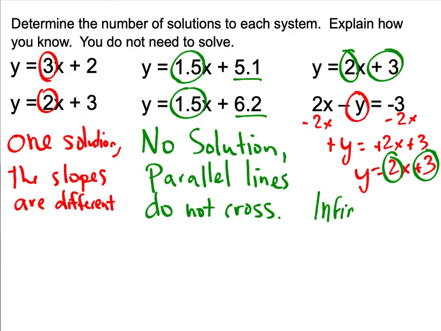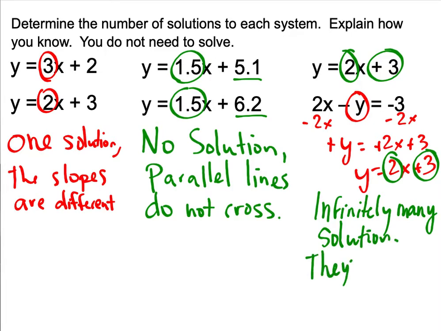So this has infinitely many solutions. And the way I know is they are the same line. Because they're the same line, any point on the line is a solution because it will work for both lines, because they're the same line.